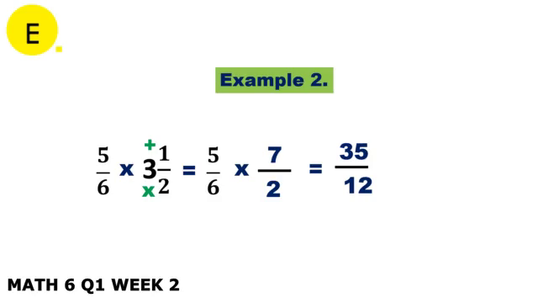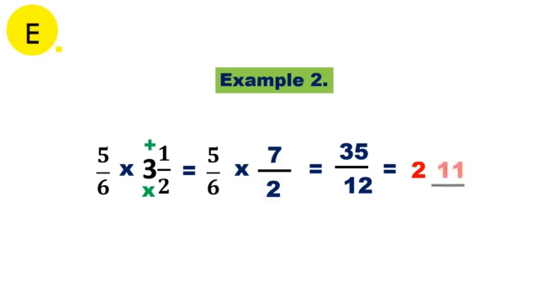Change this into a mixed number. How many 12 in 35? 2, and a remainder of 11. Then copy denominator 12. So the answer is 2 and 11 twelfths.